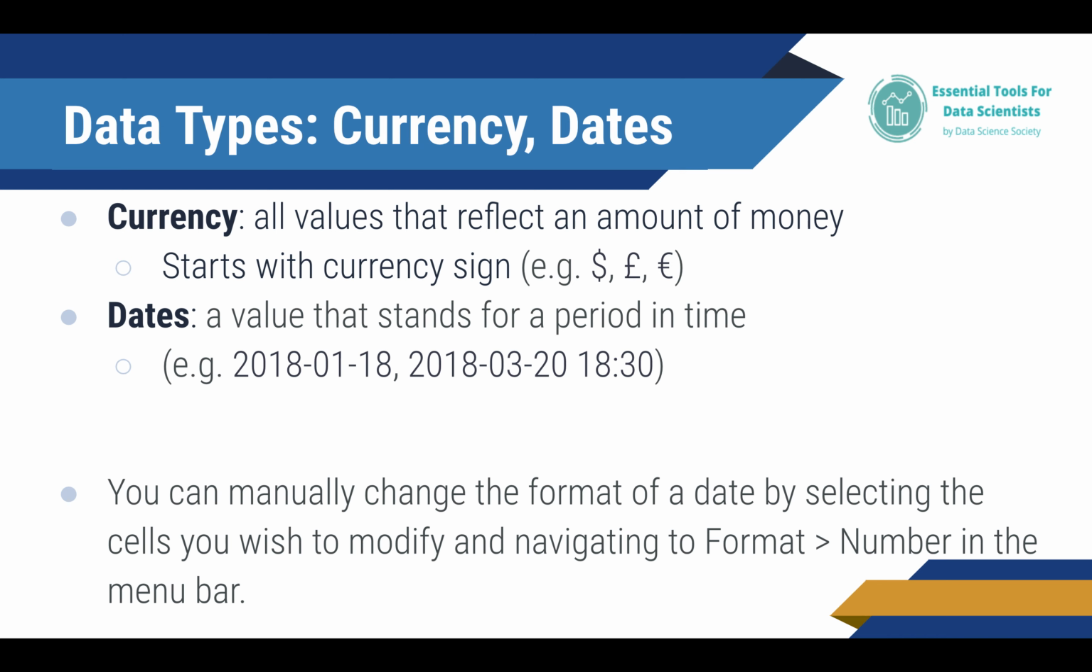So currency, these are all values that reflect an amount of money. They are recognized based on the symbol that comes before them. For example, the dollar sign, pound or euro. Dates, a value that stands for a period in time.